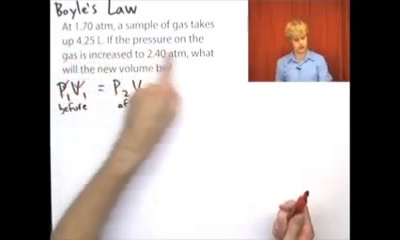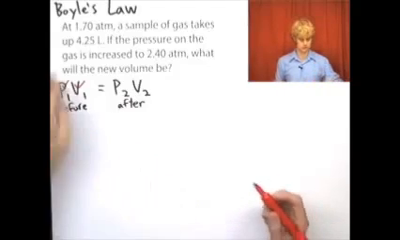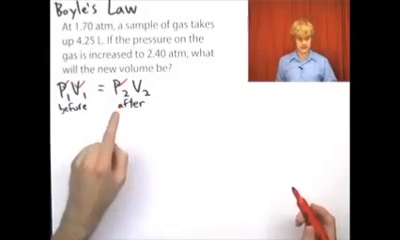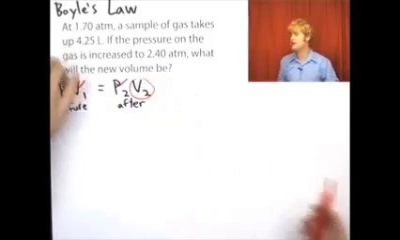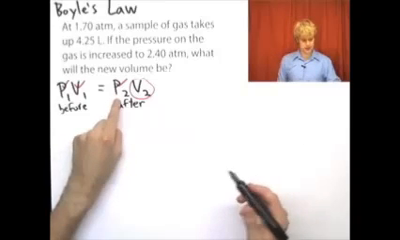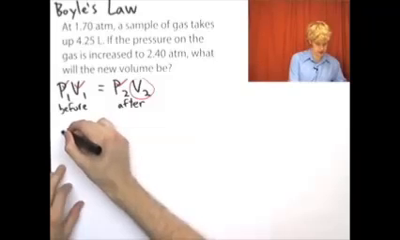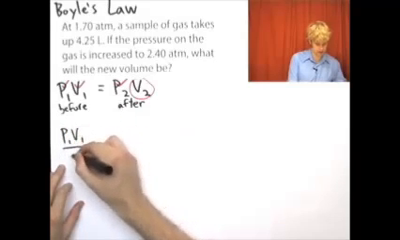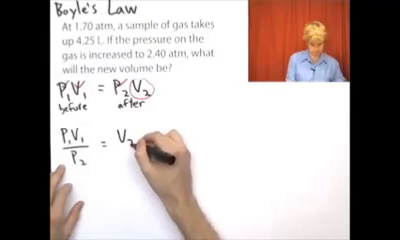We now say if the pressure on the gas is increased to 2.4 atm, what will the new volume be? So we have P2, the second pressure after the change, but we don't have the volume. So it's going to be V2 that we're solving for. We'll want to rearrange this by moving P2 under this other thing. So we're going to get P1 V1 divided by P2 equals V2.